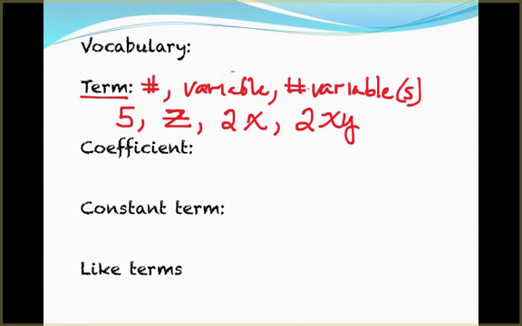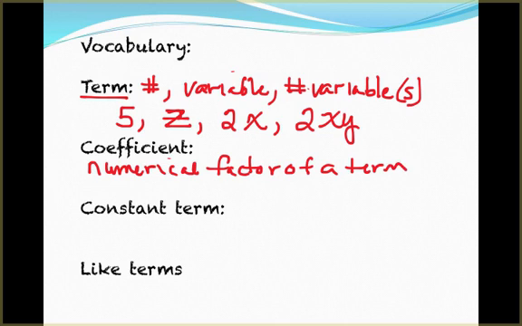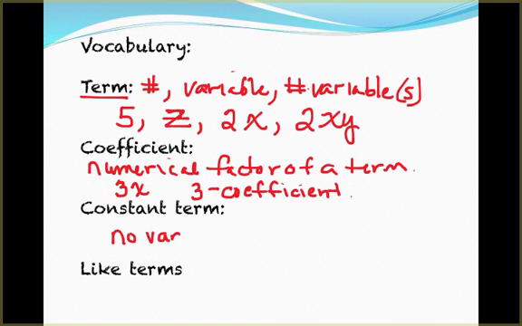Now, a coefficient is the number or the numerical part or factor of a term. So if you have like 3x, then 3 is your coefficient. So the easiest way to remember coefficient is just the number in front of a variable. A constant term is just a number, so it has no variables. So 4 is a constant.